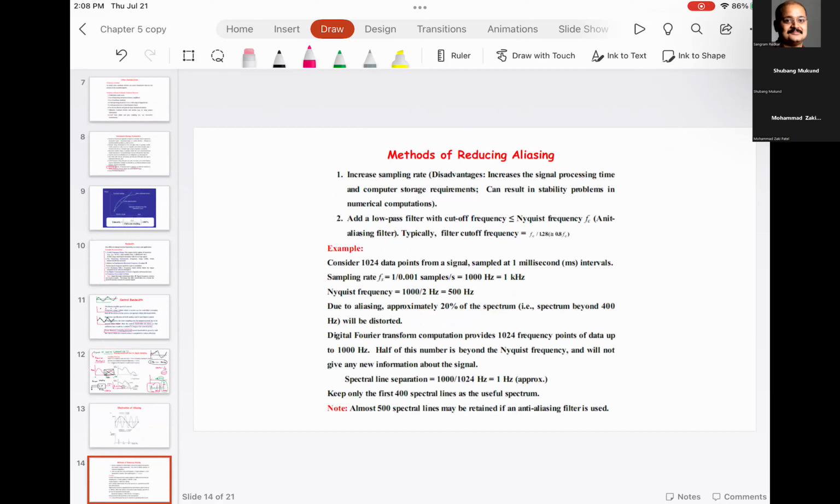How do you reduce aliasing? The most important part is to add a low pass filter which is less than half of the sampling frequency.